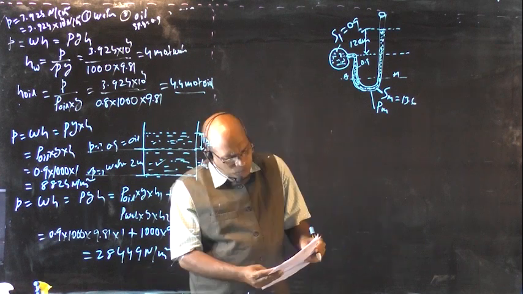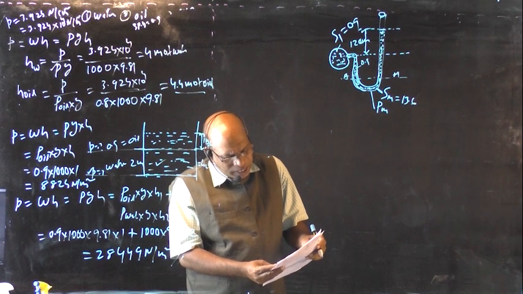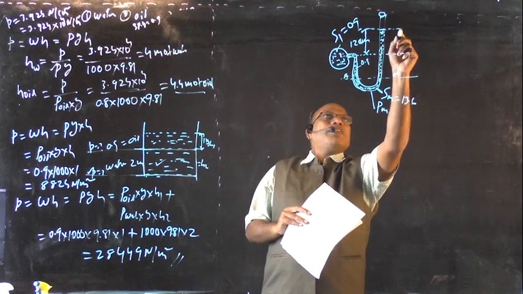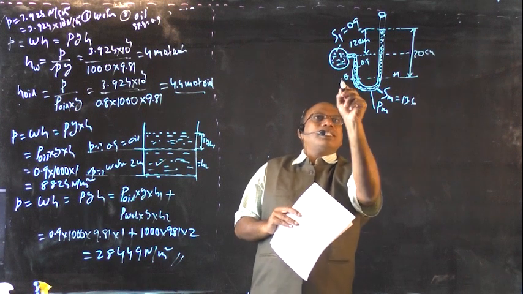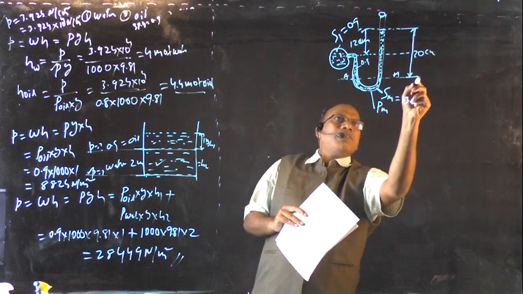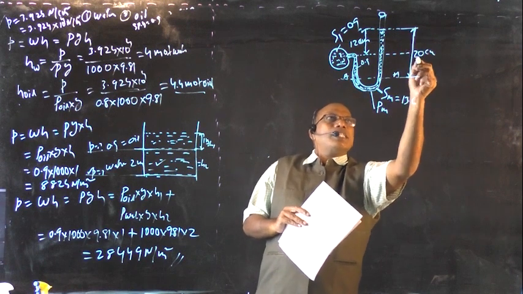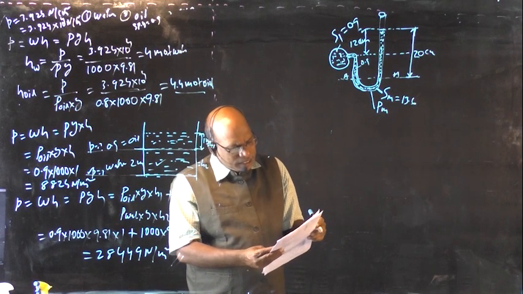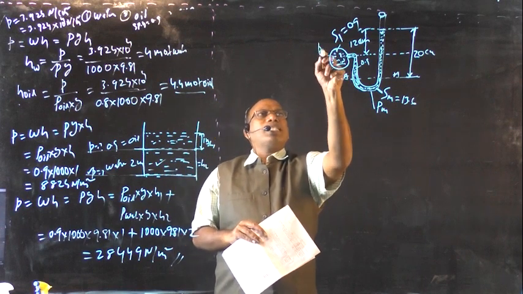Find the pressure of fluid in the pipe if the difference of mercury level in the two limbs is 20 centimeters. The difference of mercury level between the two limbs is given, that is equal to 20. This is the mercury level in the left limb, this is the mercury level in the right limb. The difference between the two limbs is 20 centimeters. Here, find the pressure of fluid in the pipe. What is the pressure of fluid? That is equal to PA.